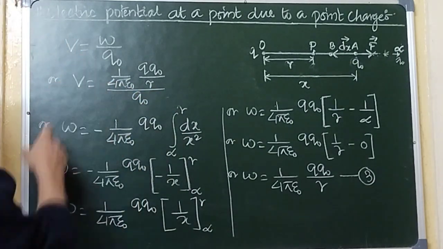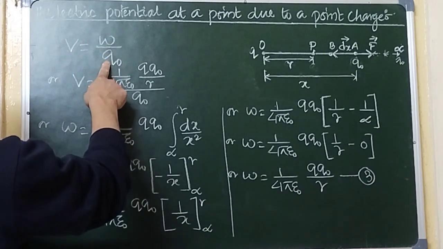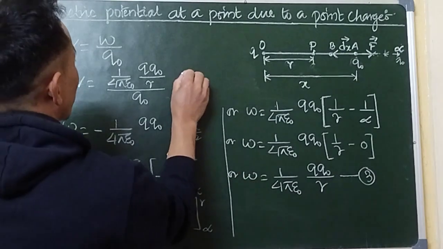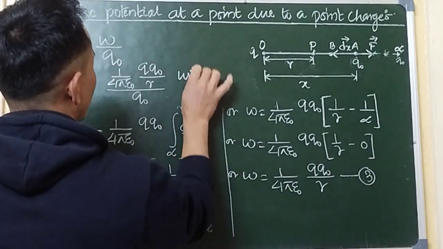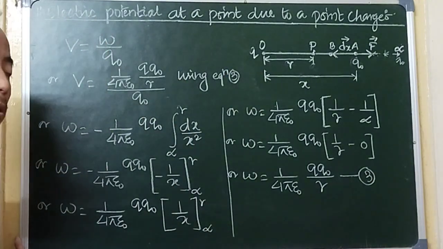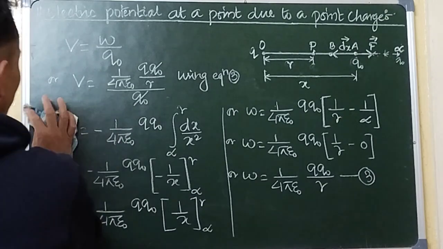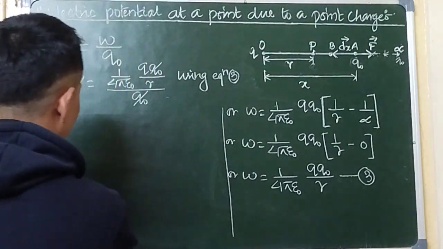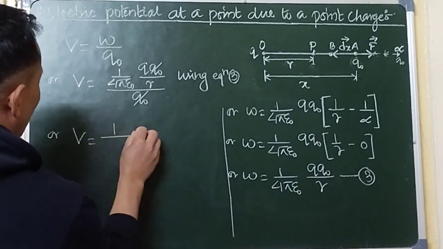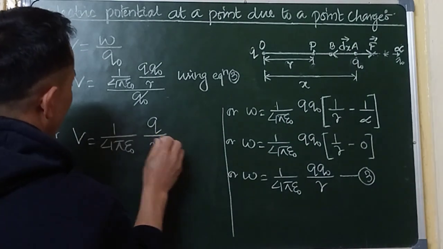So this equation comes from the definition itself. So V potential is nothing but total work done by test charge. So we are replacing the value of W from equation number 3. So you can write down here using equation 3. Alright. So now here you can see that q naught and q naught can be cancelled. So our final expression for potential becomes V is equals to 1 by 4 pi epsilon naught q divided by R.